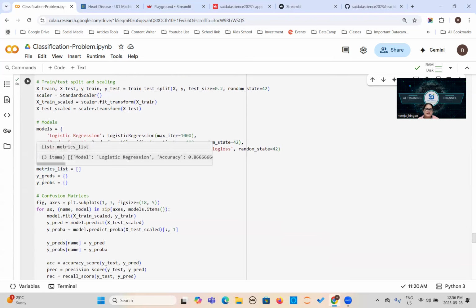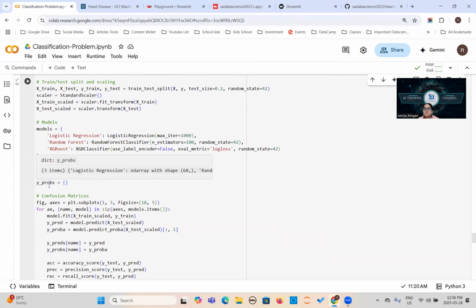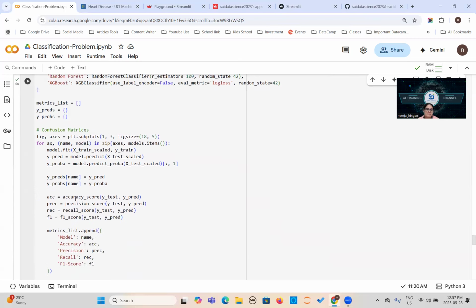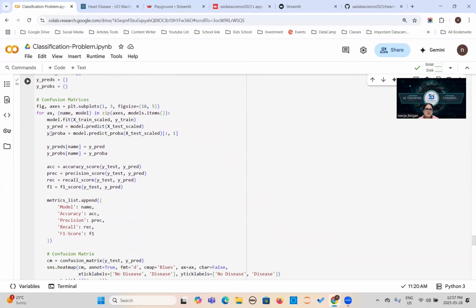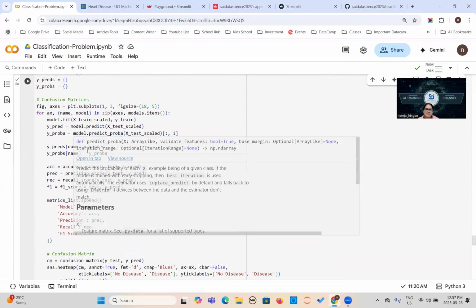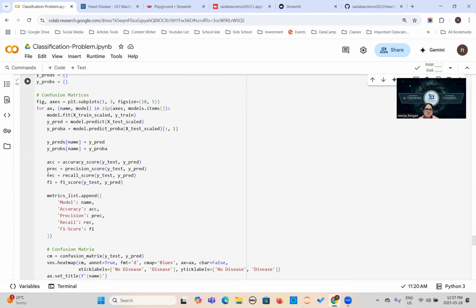And this is the metric list: y predictions and y probability, to save all the values. Probability is a percentage, while prediction means yes or no, only two values. Okay, and then we are writing the code for the confusion matrix here. And here we are doing the prediction. This is what we are saving, the results values.